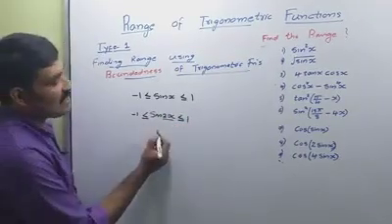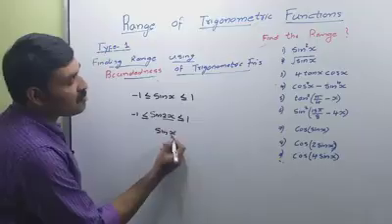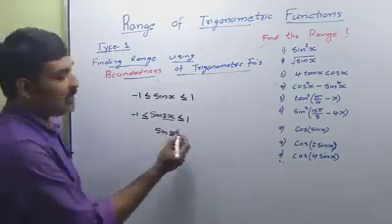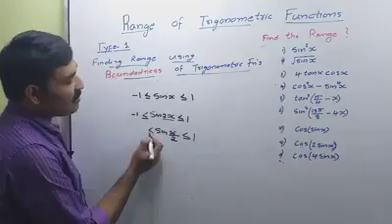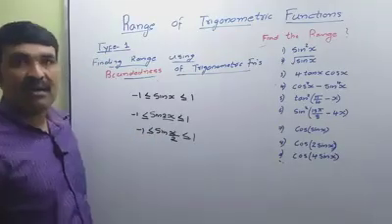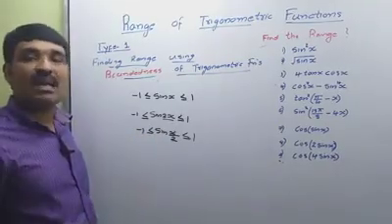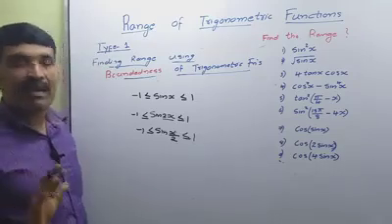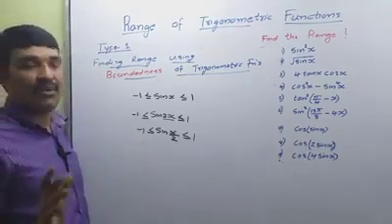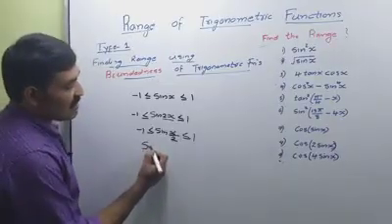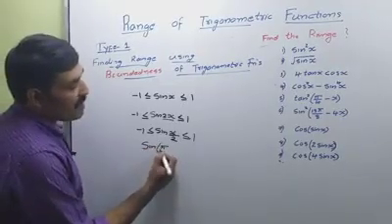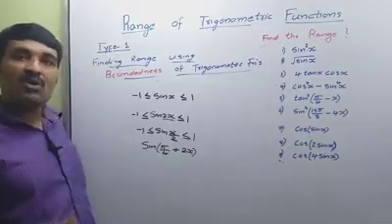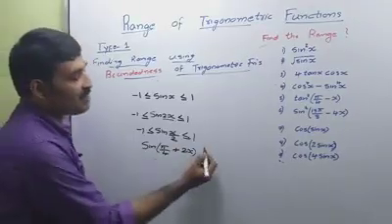And similarly, sine x by 2. The argument is divided by 2. That also comes under minus 1 and 1. This is true in the case of the cosine function, tangent function, etc. So a change in the argument does not affect the range. For example, sine of (pi by 4 plus 2x). Then also the range is the same.